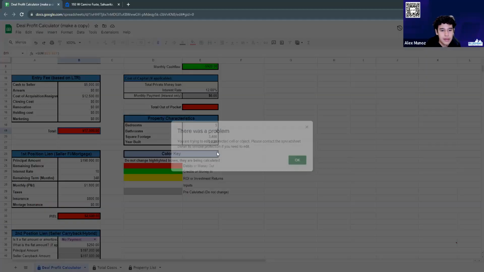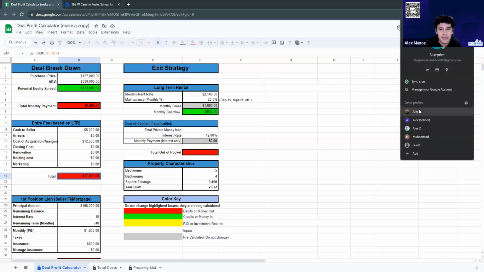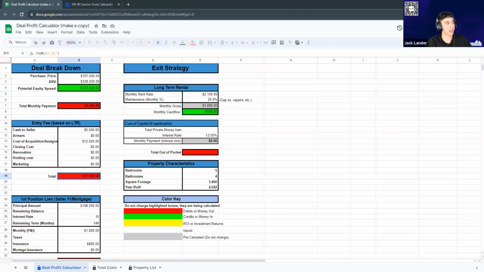That's so weird. Shoot. Was anyone else having this problem? Let me try it over. It's not allowing you to edit it? Yeah, but let me try it. Okay. Weird.